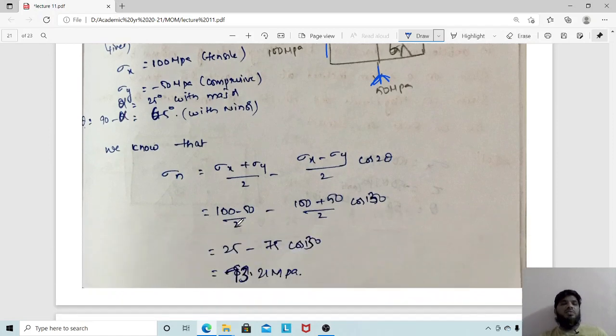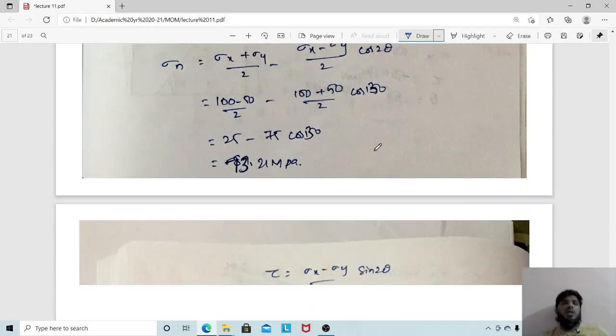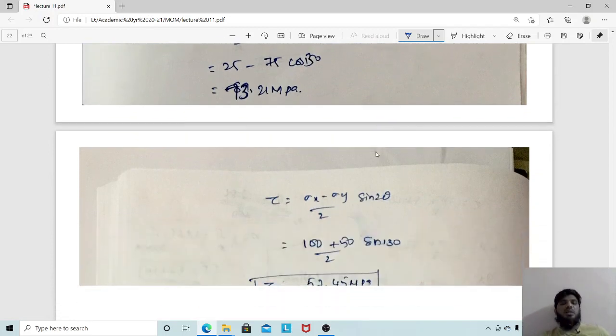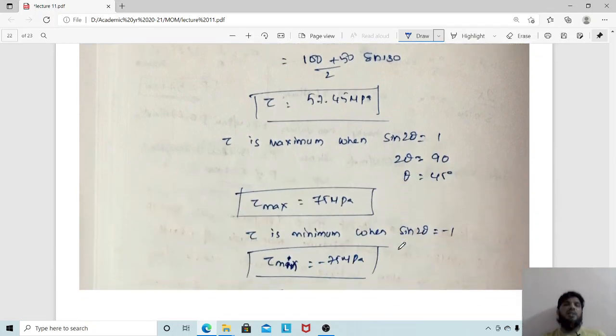So (100 minus 50)/2, (100 plus 50)/2 cos whatever is the angle, 2 into 65. We remember this formula: (sigma x plus sigma y)/2 minus (sigma x minus sigma y)/2 cos 2 theta. So with this we will get the value of sigma n. Similarly for tau, (sigma x minus sigma y)/2 sin 2 theta. So (100 minus of minus 50), 150 divided by 2, sin 130.